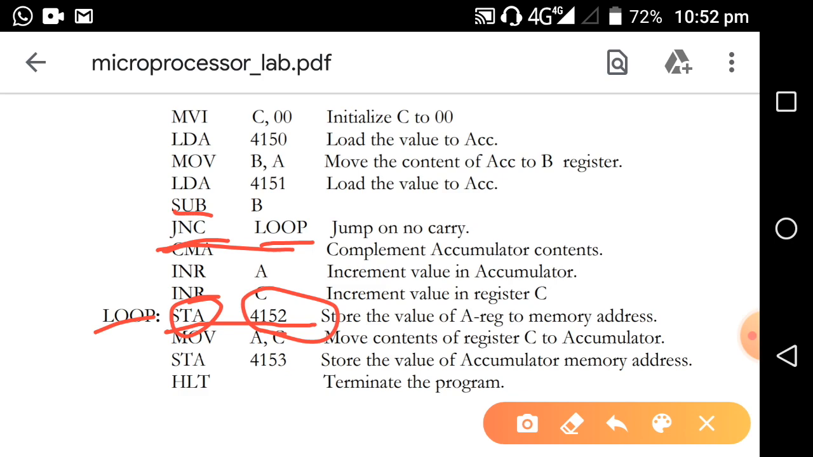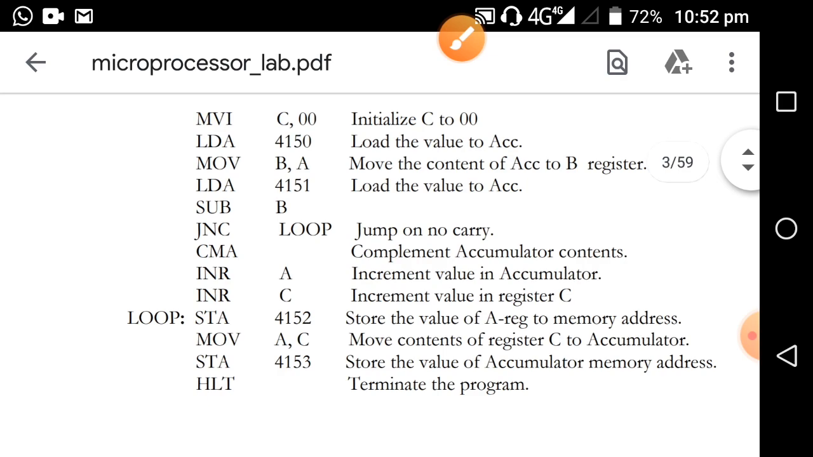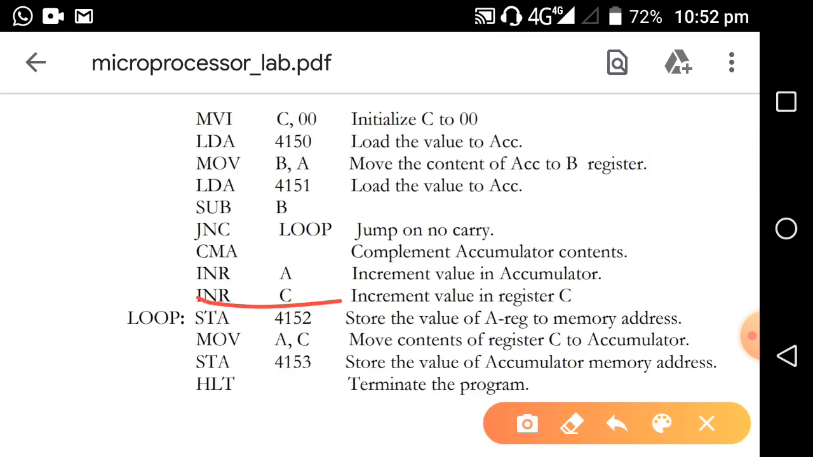So we have to take the 2's complement. For this 2's complement, we complement the accumulator content by using the CMA instruction, and then increment the accumulator by 1. And because these instructions work only when there is a borrow, we also have to increment the C register, INR C. Okay, so after this process, the accumulator has the 2's complement, and the C register has the borrow only when this condition is false.